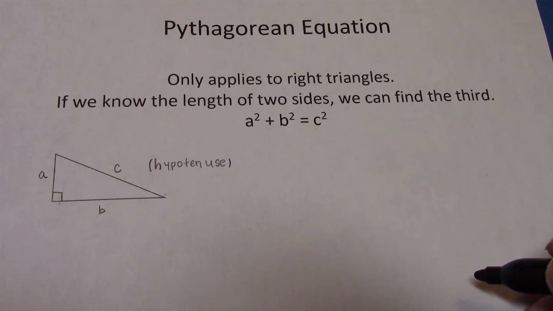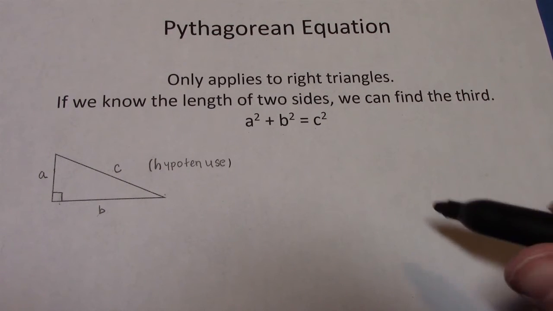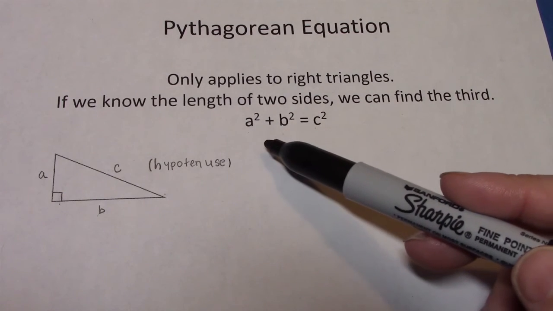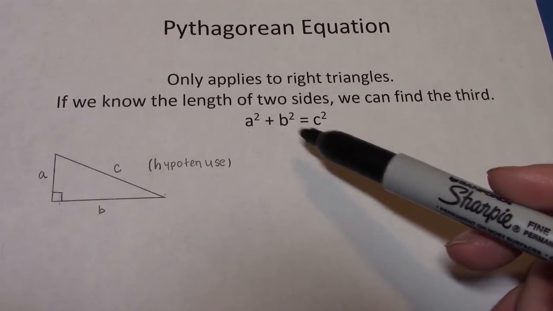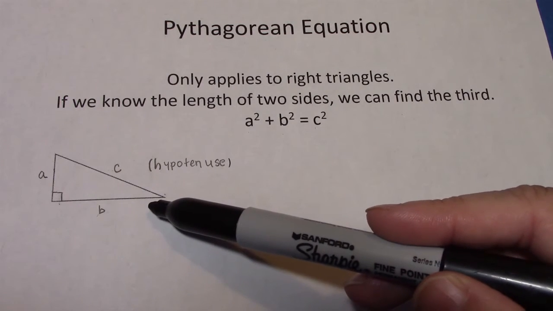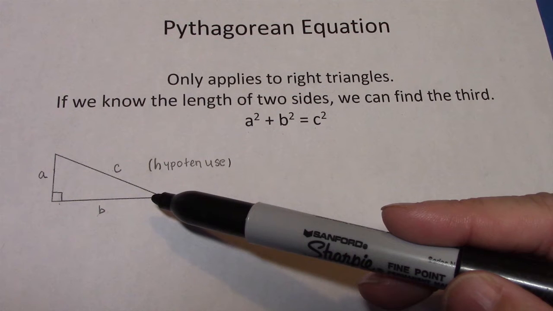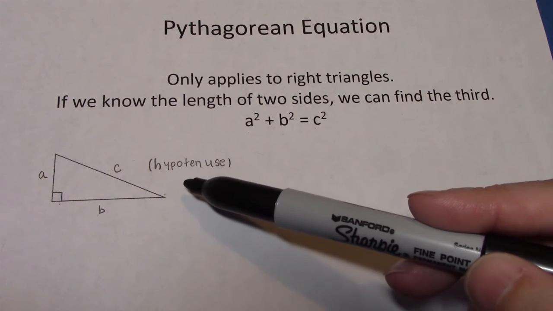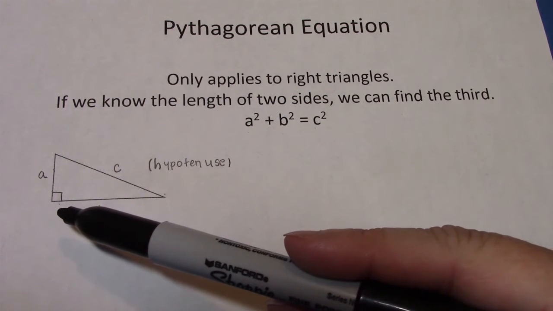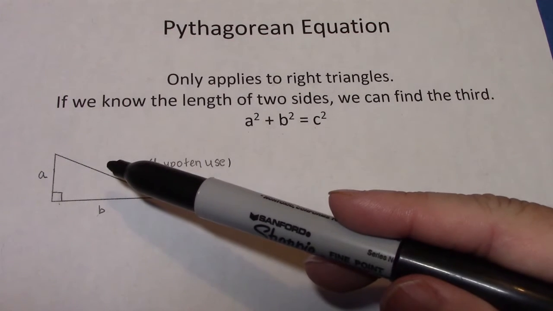Now let's think about the Pythagorean equation. The Pythagorean equation only applies to right triangles. With this equation, we can find the length of any third side when we already know the length of 2. The equation is a squared plus b squared equals c squared, where a and b are the shorter sides of the triangle, and c is the longest side. That's also called the hypotenuse. The hypotenuse is also always the side that's opposite the right angle.